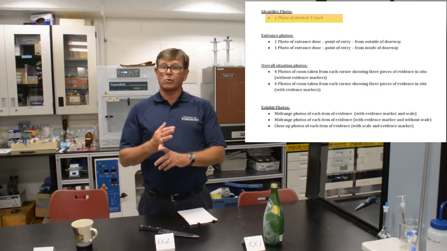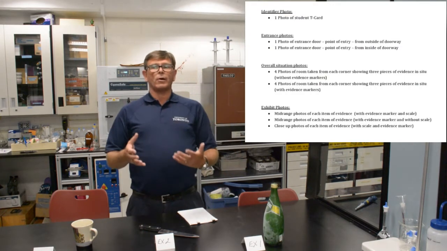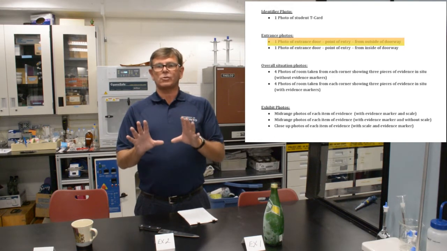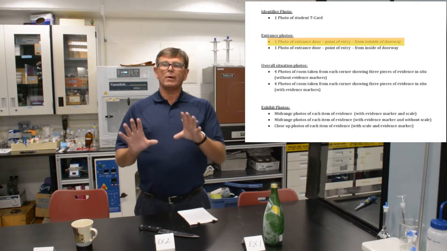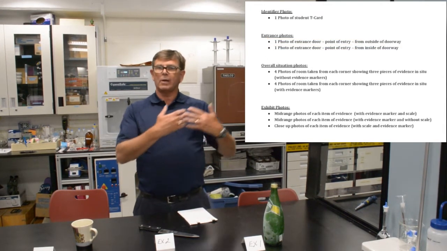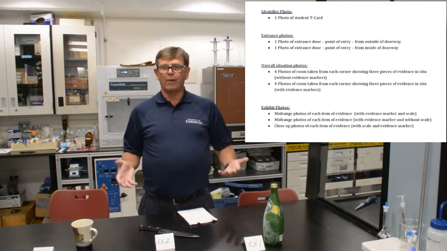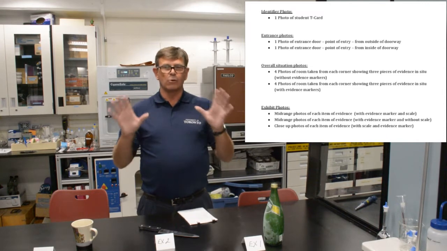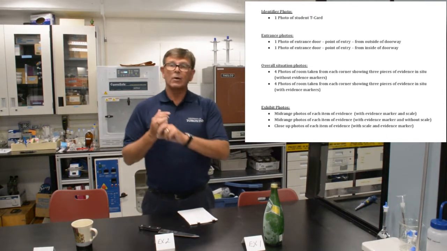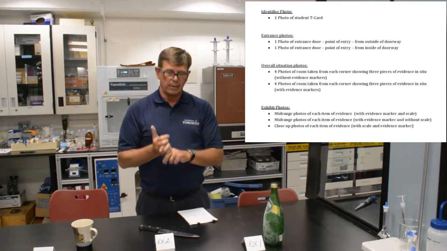So your first photo is going to be of your student ID card. Then we want a photograph of the entrance, and that's not the entrance to the house, it's the entrance to whatever room your scene is staged in. So we're not going to worry about streetscape photographs, we're not going to look at street signs, or the outside front entrance of the residence and so forth.